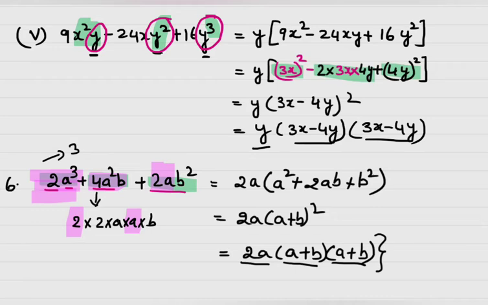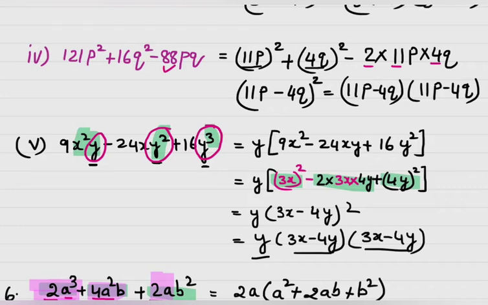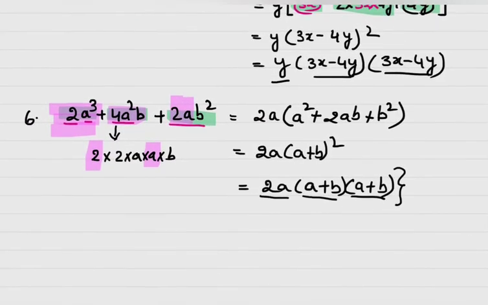And if you have only 2 as the highest power of the equation, then you will have 2 factors. If you want, you can see here. See, for 121p square plus 16q square minus 88pq, highest power is how much? Highest power is 2 in each case. For pq also see, for p power is 1, q power is 1 and total is 2. So in those cases you have only 2 factors. 11p minus 4q, 11p minus 4q. So this you have to keep in mind.